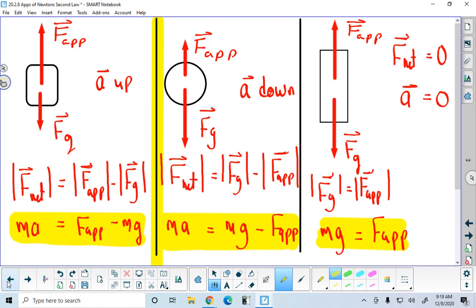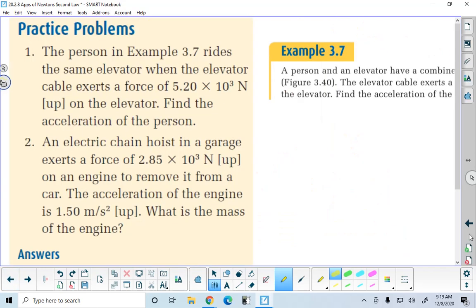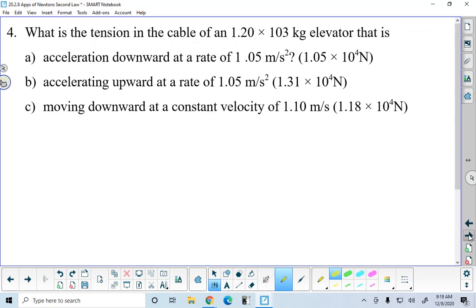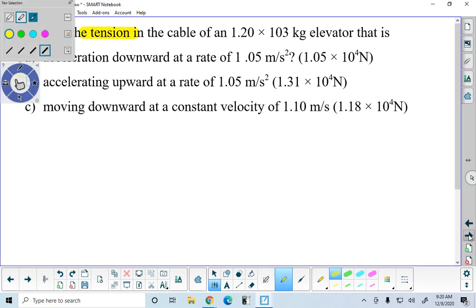And let's do number 4. Liam had asked about number 4. So we have an elevator, that should be 10 to the 3, I'm assuming. Yeah, it should be 10 raised to the 3, not 103. It's probably 10 to the 3 on your handout. And we want to find the acceleration, we want to find the tension in the cable under a variety of situations. So first of all, tension is another way of saying applied force.